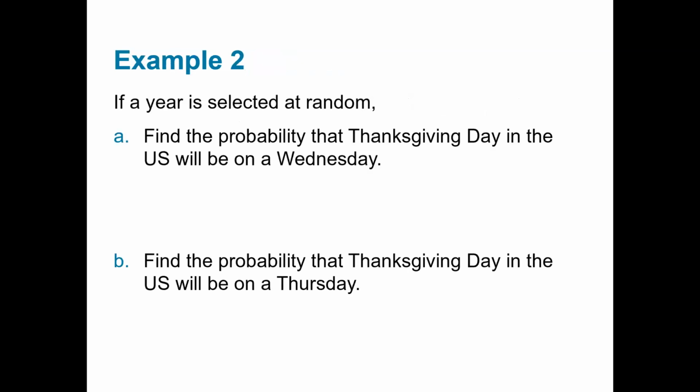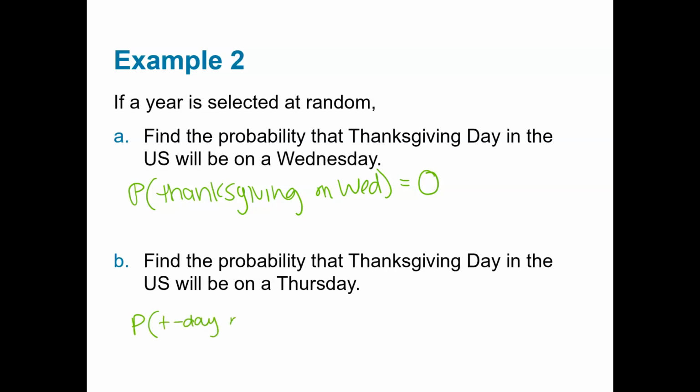All right, so if a year is selected at random, find the probability that Thanksgiving Day in the U.S. will be on a Wednesday. So we want to know the probability that Thanksgiving will be on a Wednesday. Well, what is the probability? That's never going to happen. It's impossible. It's a 0. Find the probability that Thanksgiving will be on a Thursday. So Thanksgiving on a Thursday. Well, that always happens, so the probability is a 1.